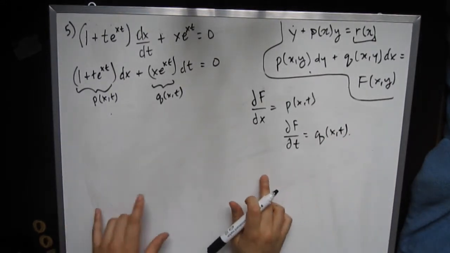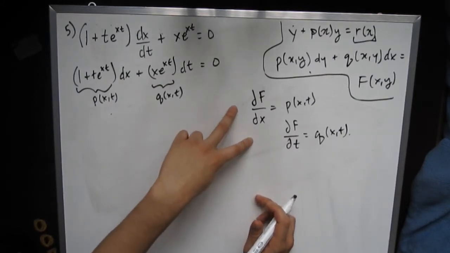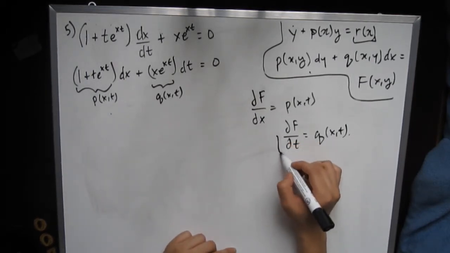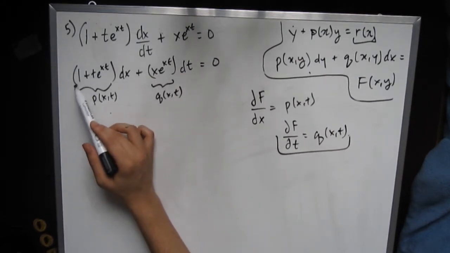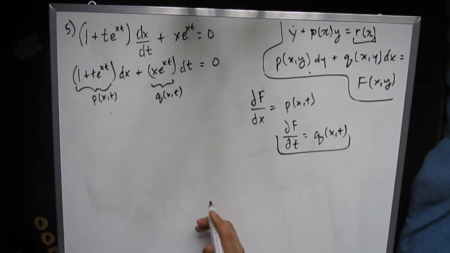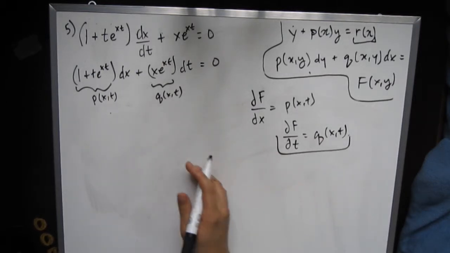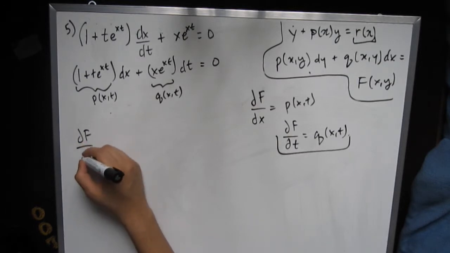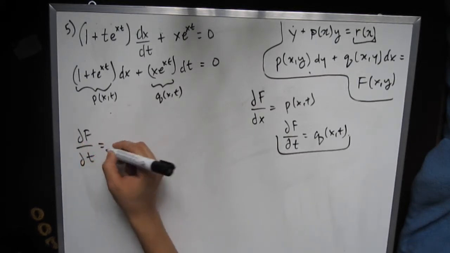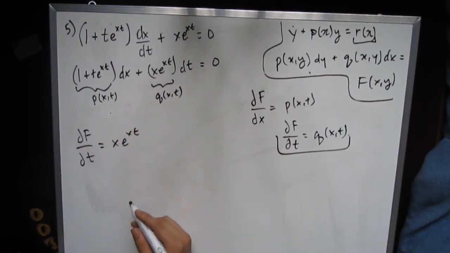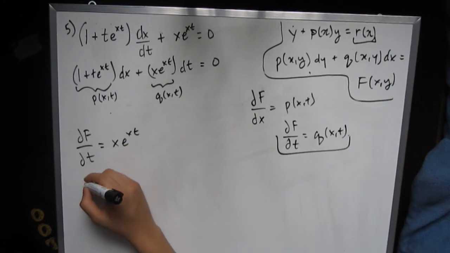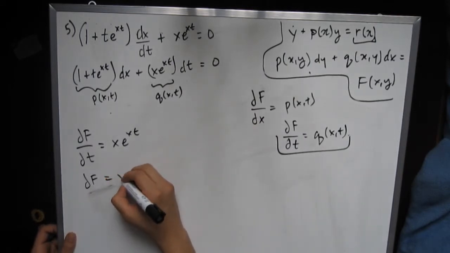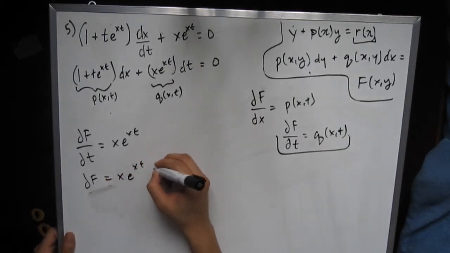So we're going to start off by integrating one of these equations so we can get a partial equation for f. I would suggest going with this equation, mainly because this is much easier to integrate than this because it has the 1. But again, it's completely your choice. You don't have to do what I'm saying. I'm going to start with this. So the partial derivative of f with respect to t is equal to x e^(xt). Now all you have to do is get your dt to the other side, so you get df is equal to x e^(xt) dt.